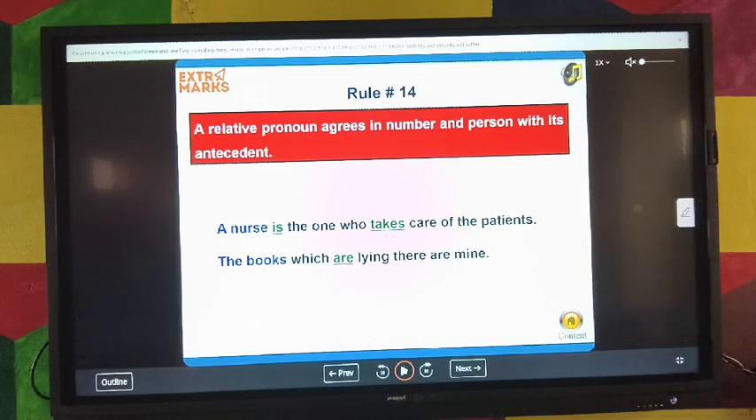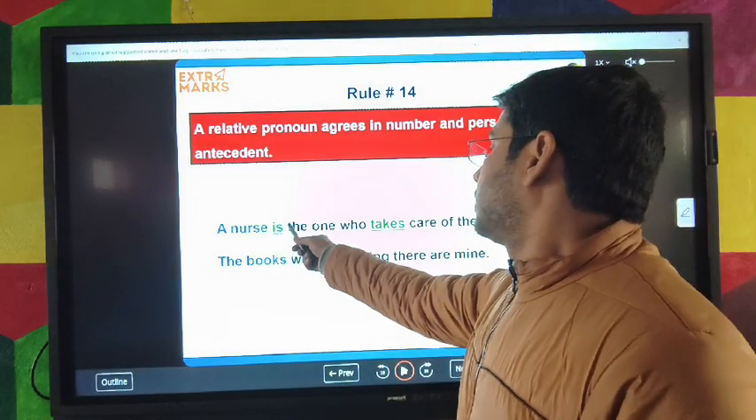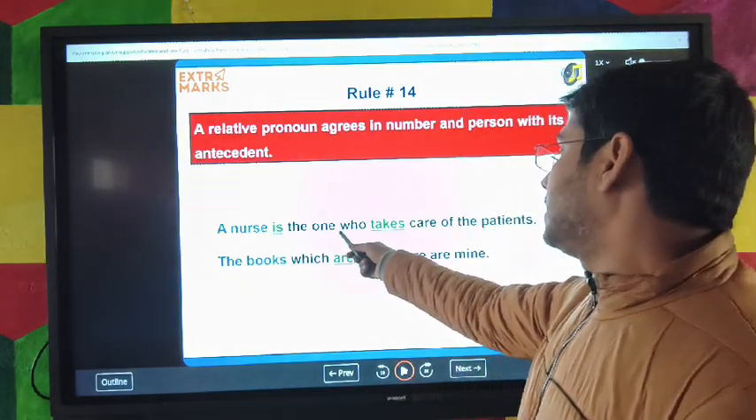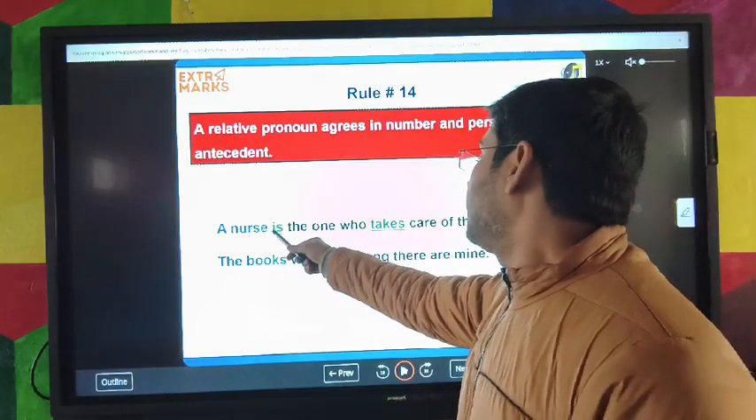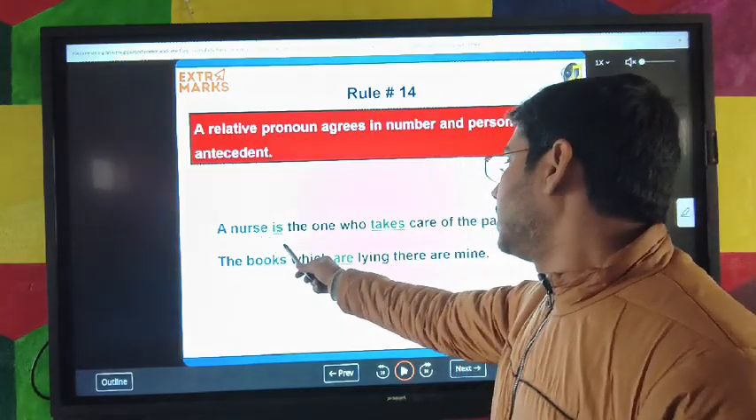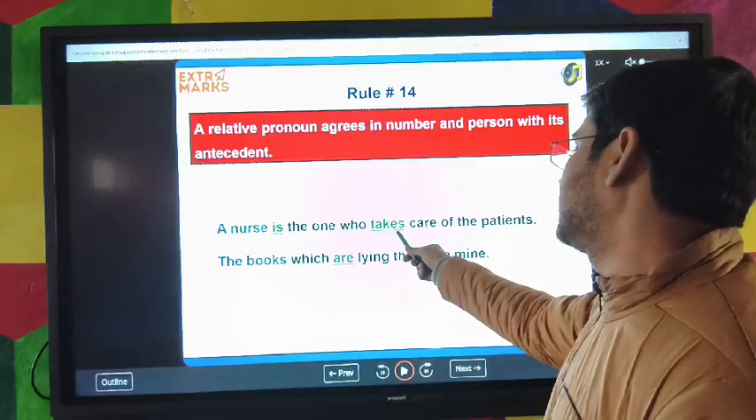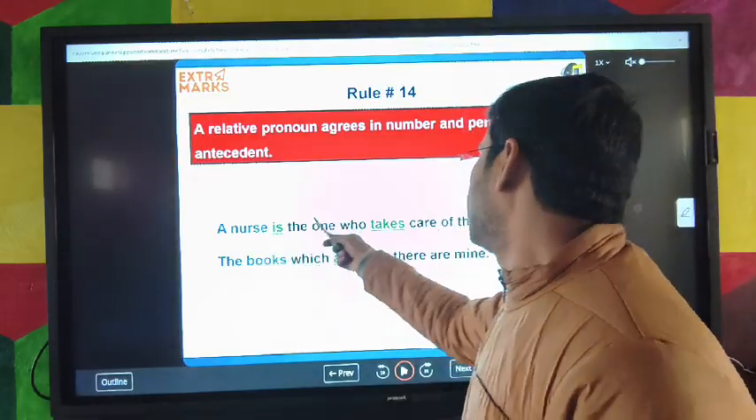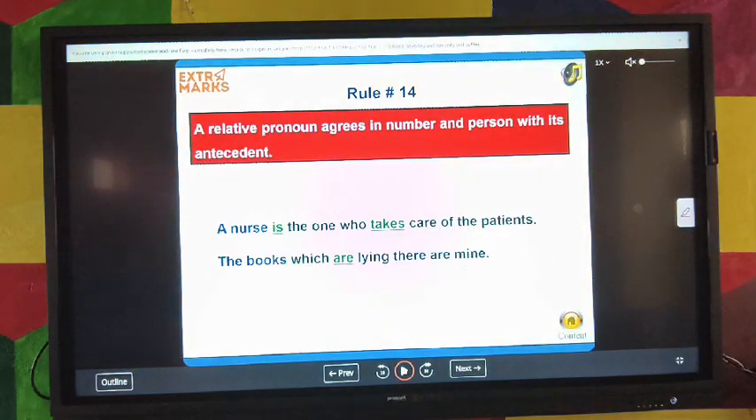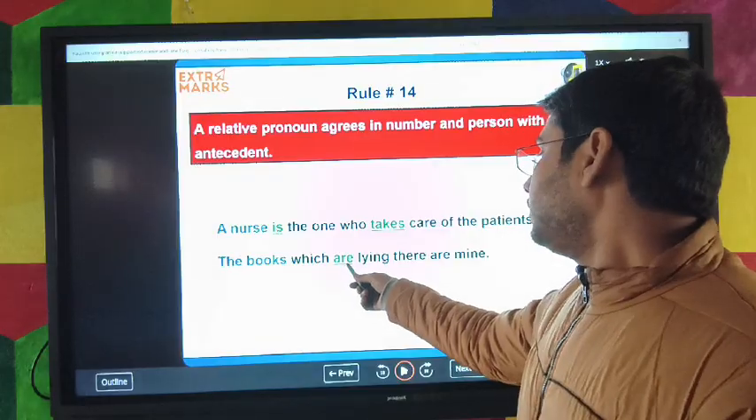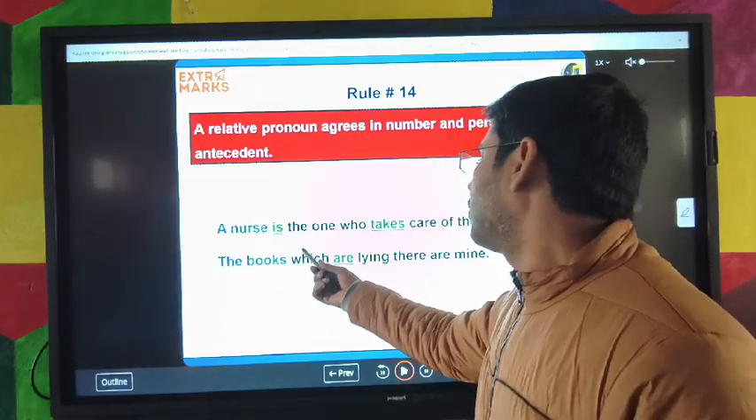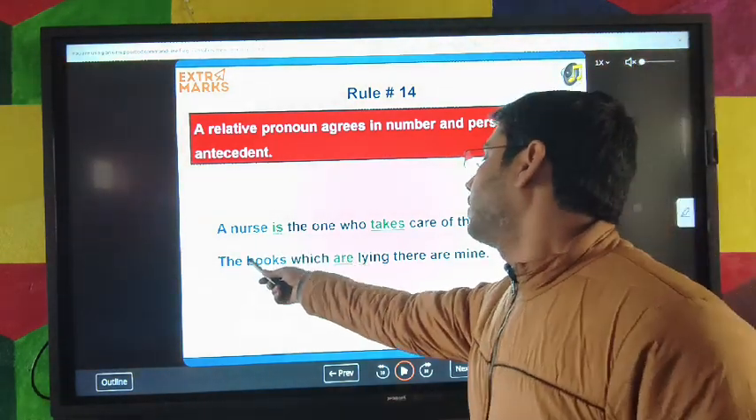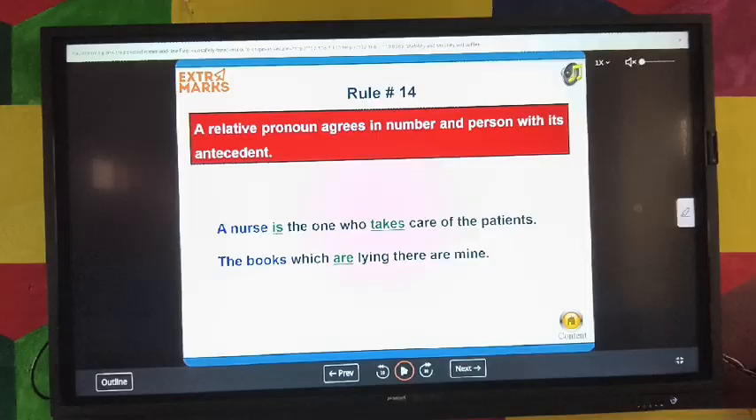So here we have used the verb is, which is singular, for a nurse. A nurse is the one. We are talking about only one person, a single nurse. So we have used the singular verb here, takes. A nurse is the one for whom we have used who. That's why the singular verb has been used. Here, the books which are lying there: books is plural in form. So we have to use are for the books. The books which are lying there are mine.